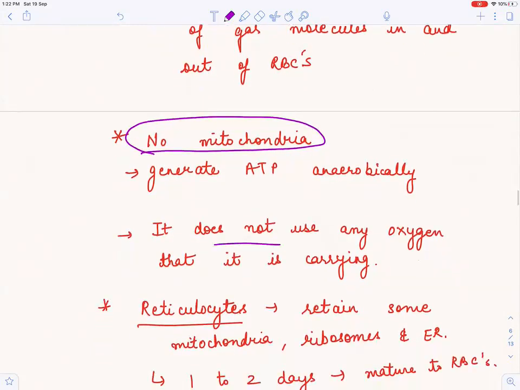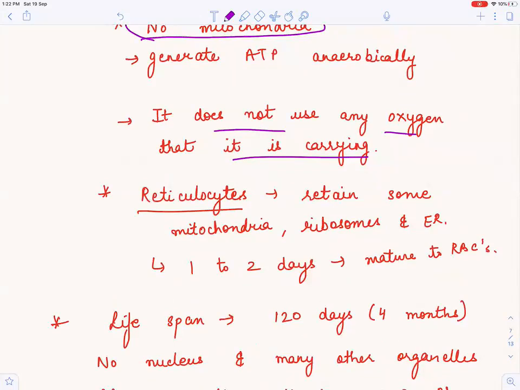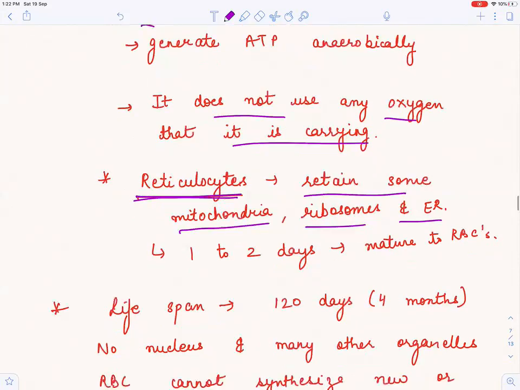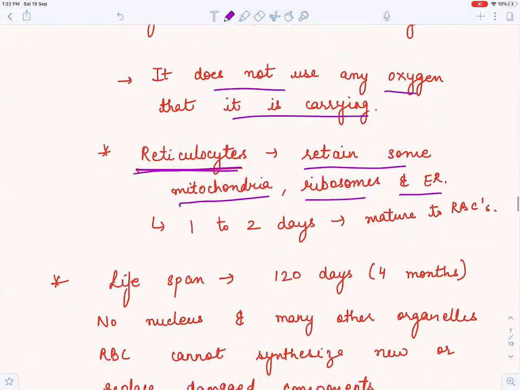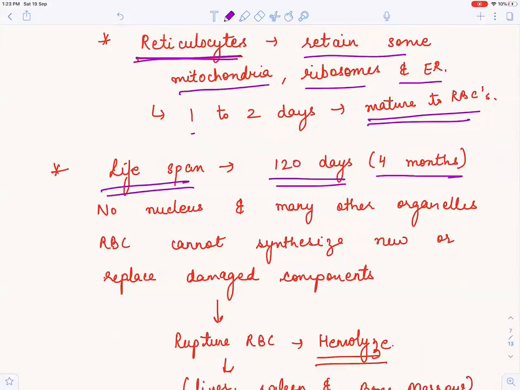Then we saw that in the formation of RBCs, there is a stage which we call reticulocytes. It retains some of the mitochondria, ribosomes, and endoplasmic reticulum, but once it matures to RBCs in 1 to 2 days, it loses them. The lifespan of RBC is 120 days, that is 4 months. And since there is no nucleus and many other organelles, it cannot synthesize new or replace damaged components.